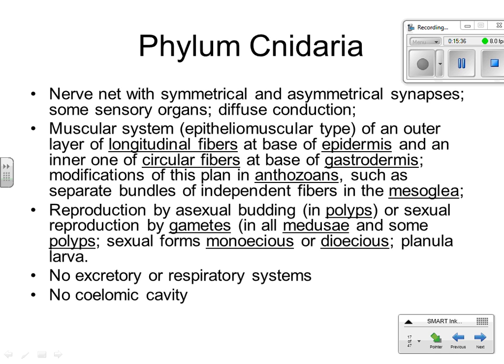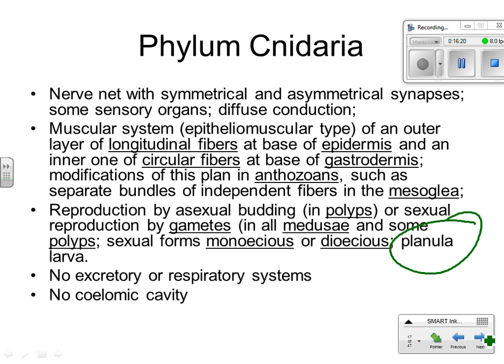Now, obviously, they don't really have a brain, but they do have some nerves spread out through the body with some simple sense organs. Let's not worry so much about the muscles for right now. We already talked about reproduction, how the polyp tends to reproduce asexually by budding, and that the medusa tends to reproduce sexually. Also remember that after fertilization, you get this larva called the planula, which looks like a paramecium or something.